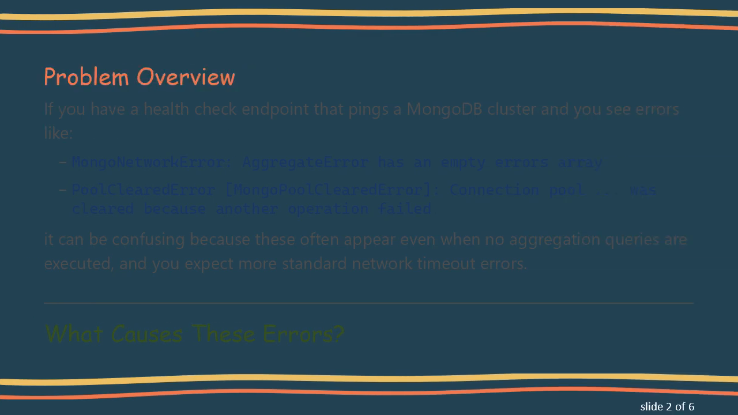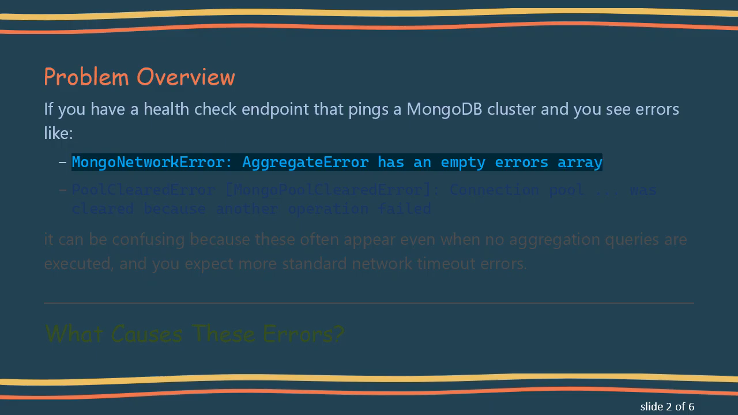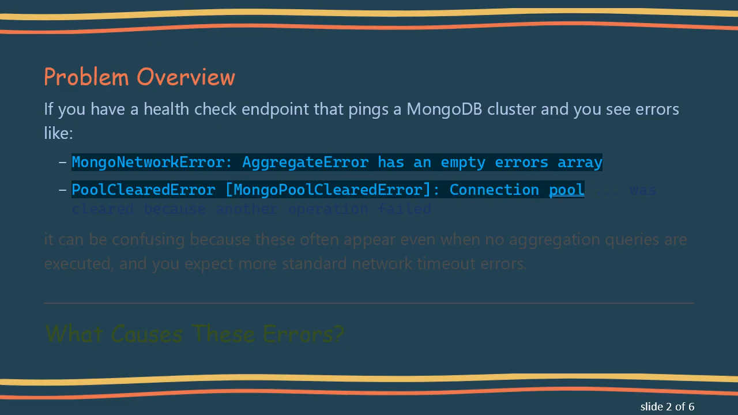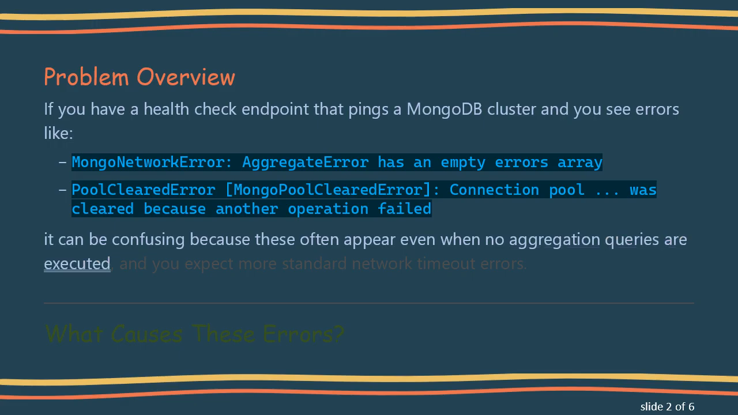Problem overview. If you have a health check endpoint that pings a MongoDB cluster and you see errors like MongoNetworkError, AggregateError has an empty errors array, PoolClearedError, MongoPoolClearedError, connection pool was cleared because another operation failed. It can be confusing because these often appear even when no aggregation queries are executed, and you expect more standard network timeout errors.